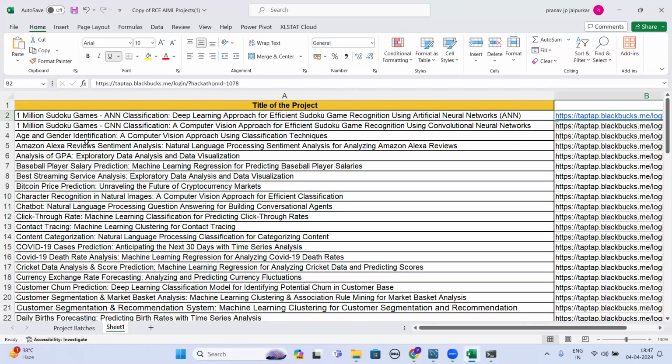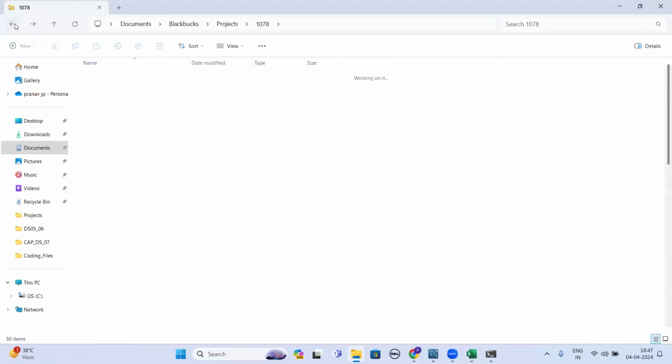After that, let us have some interesting portion over here. Baseball, exploratory cryptocurrency, character recognition. I think this is very interesting. Character recognition in natural images. What is it? 876. So let us try to move ahead with that.